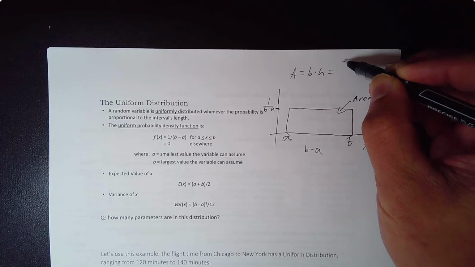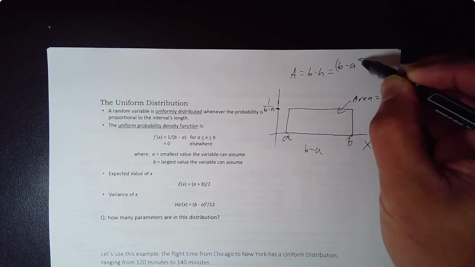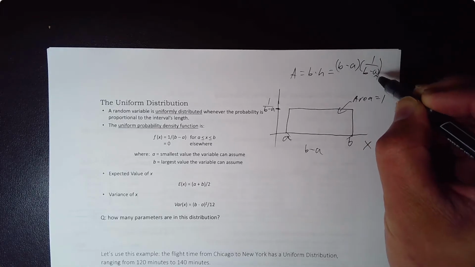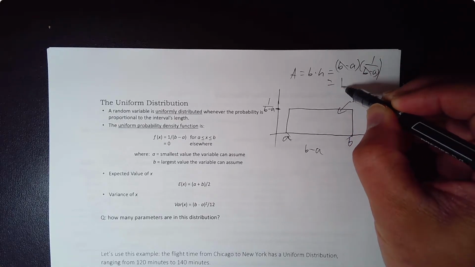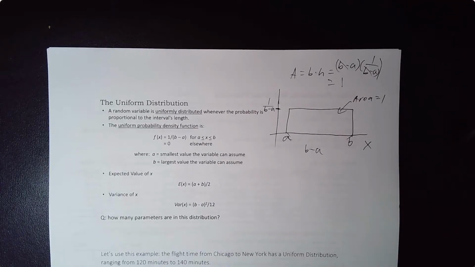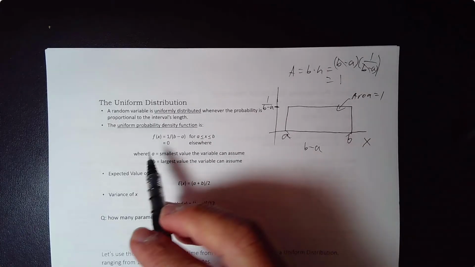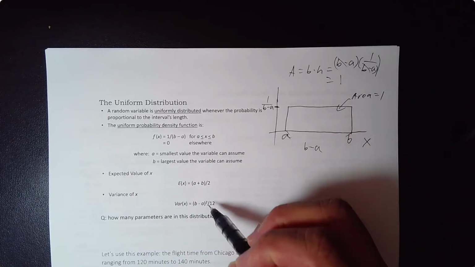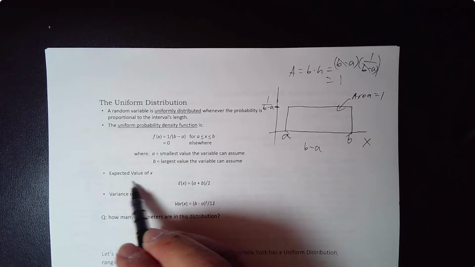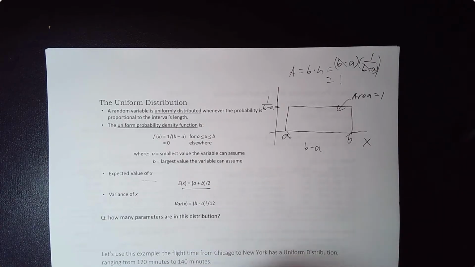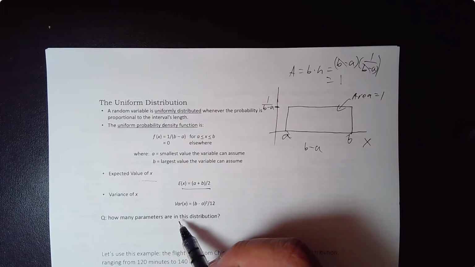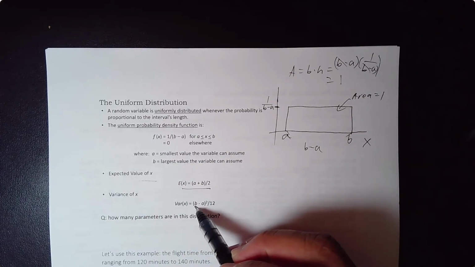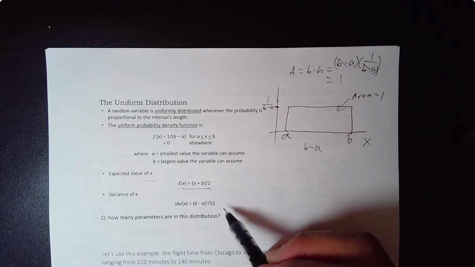So what must the height be to get this rectangle to have an area equal to 1? Well, that must be 1 over b minus a, right? Because what is the width here? The width here is b minus a. And remember, the area equals base times height. In this case, you're going to have b minus a times 1 over b minus a, and that will cancel each other out and give you 1. So that must be 1 over b minus a.